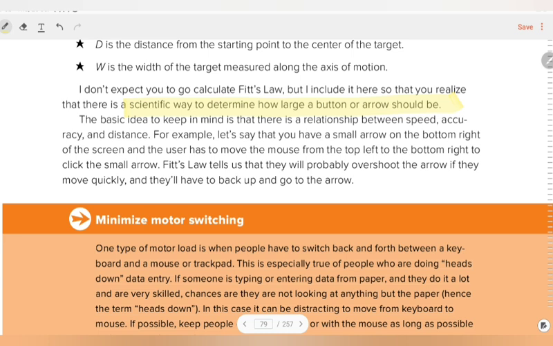The basic idea to keep in mind is that there is a relationship between speed, accuracy, and distance. For example, let's say that you have a small arrow on the bottom right of the screen, and the user has to move the mouse from top left to bottom right to click the small arrow. Fitts's law tells us that they will probably overshoot the arrow if they move quickly, and they will have to back up and go to the arrow.